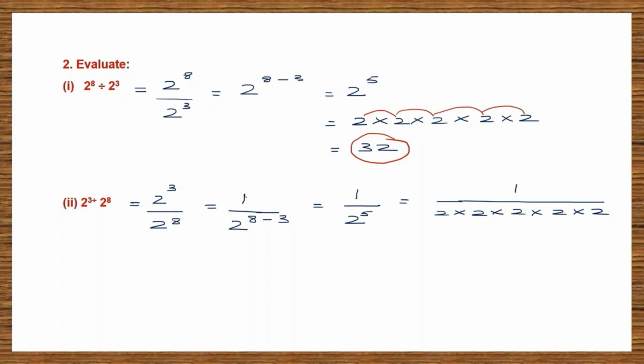So here let's do this. 2 2s are 4, 4 2s are 8, 8 2s are 16, 16 2s are 32. So here our numerator is 1 and the denominator is 32. So what is our answer here? Our answer to this question is 1 by 32.